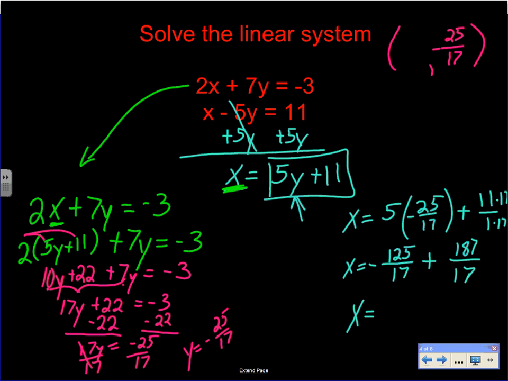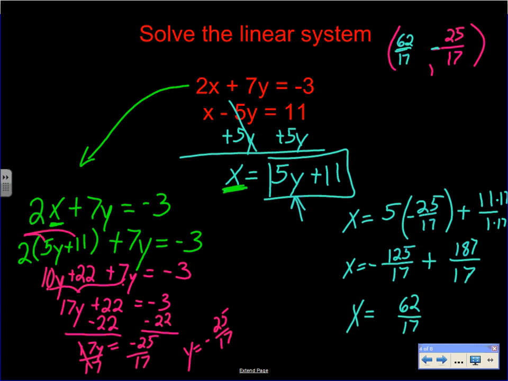Sometimes you get fractions in these problems, and sometimes you don't. And if we were to graph this, we probably wouldn't have gotten an exact answer. We probably would have been close, but not exact. So we have negative 125 over 17 plus 187 over 17. So negative 125 plus 187. That's going to give you something like 62 over 17. And we write our answer up here, 62 over 17.